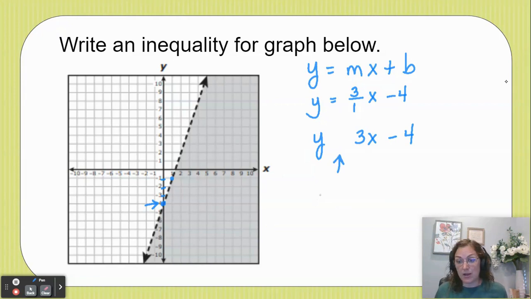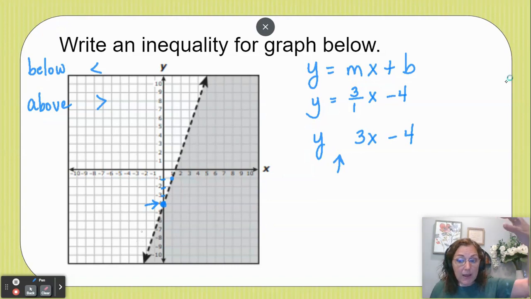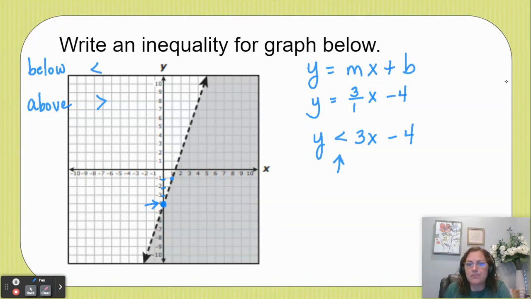Well, I know it's not an equal sign because it's got shading going on and it's got a dashed line. So I notice, first of all, that the shading is below the line. Notice that the shading is below. When the shading is below, then that means less than. When the shading is above, that means greater than. If you look at the y-intercept, you can tell, did the shading happen above the y-intercept or below the y-intercept? In this case, definitely below. So I'm going to use a less than there.